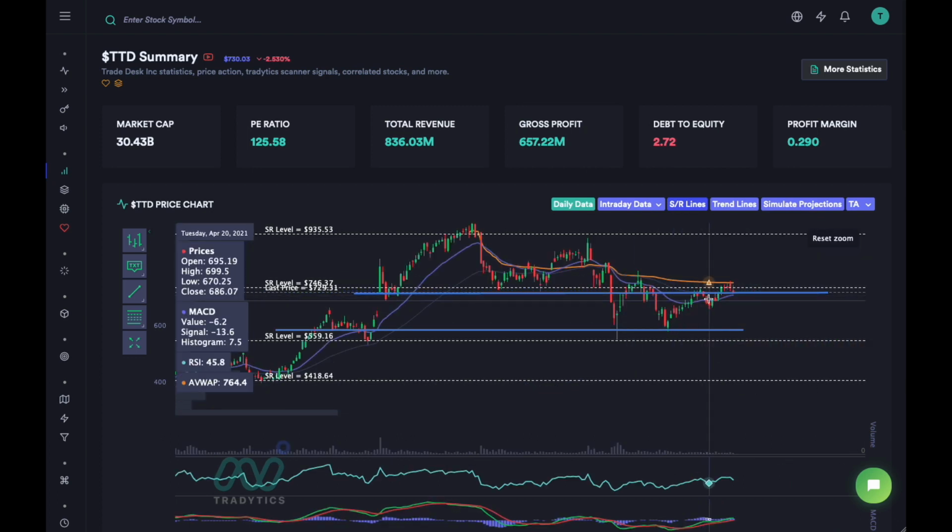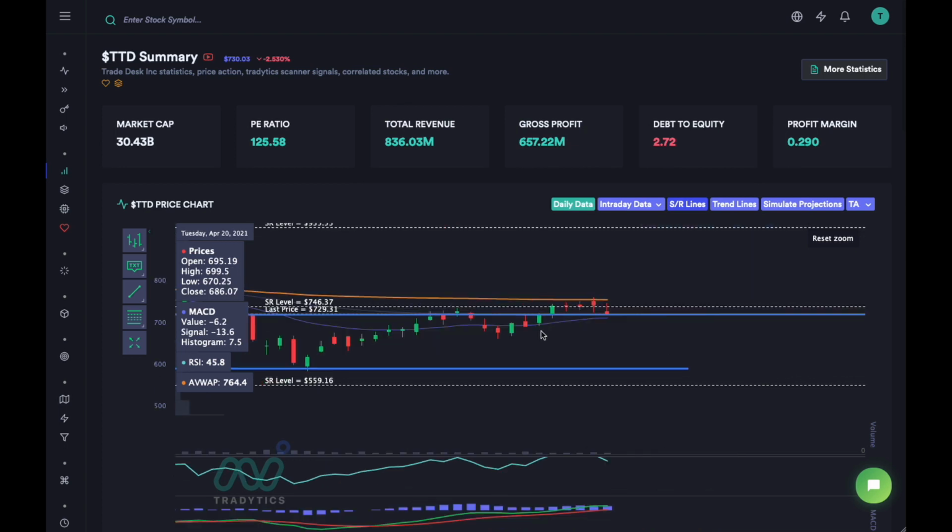So this was posted right around here. It was posted here, and it was a bearish trade idea. We can see that the price went down the next day. It opened at 695 and went down to 670. So that was a 25 dollar profit the very next day.